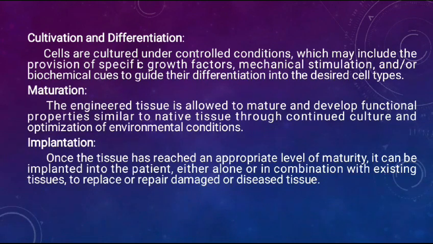Maturation. The engineered tissue is allowed to mature and develop functional properties similar to native tissue through continued culture and optimization of environmental conditions. Implantation. Once the tissue has reached an appropriate level of maturity, it can be implanted into the patient either alone or in combination with existing tissues to replace or repair damaged or diseased tissues.